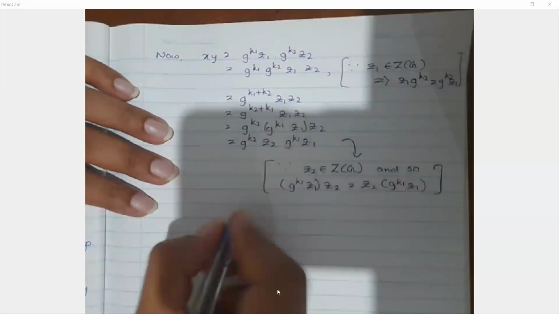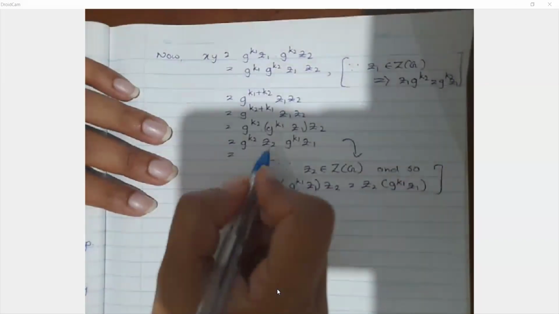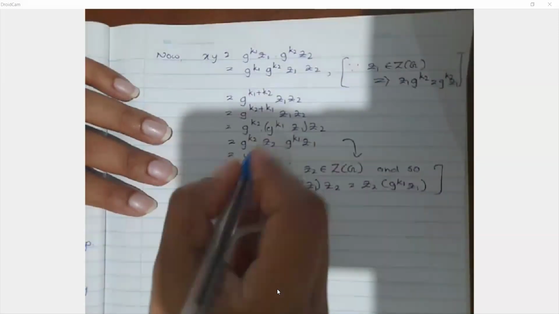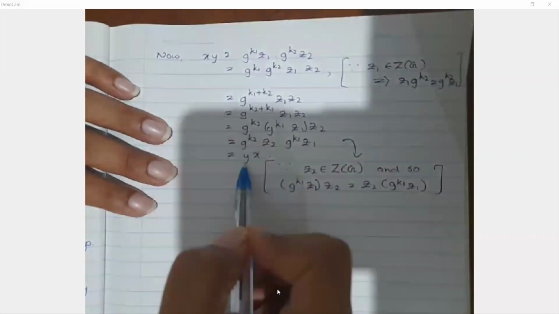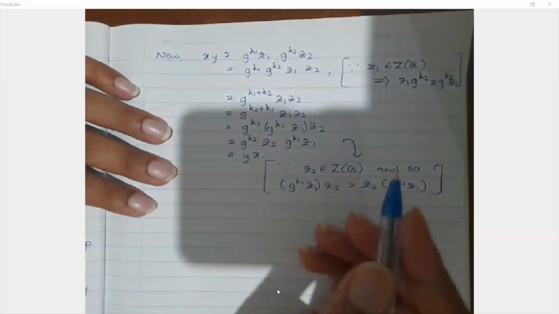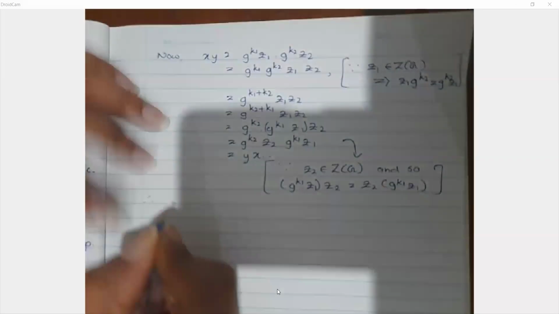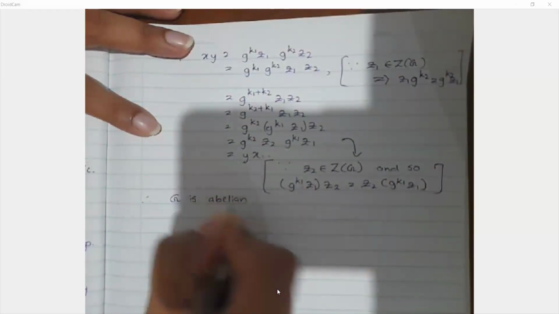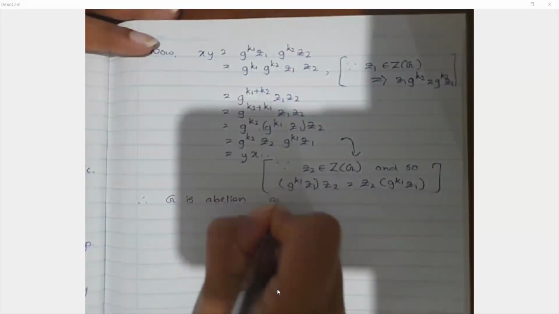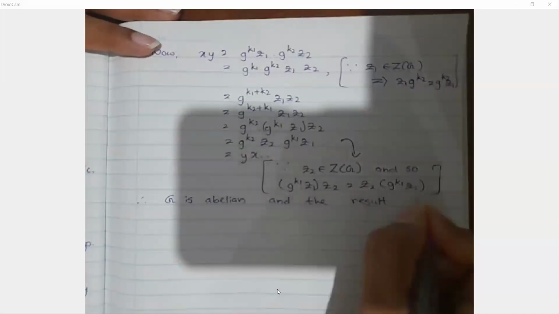And this is equal to, I will write over here, g^k2 z2 is y, g^k1 z1 is x. So we have xy equal to yx. By definition, G is abelian. x and y are chosen arbitrarily. Therefore, G is abelian, and the result follows.